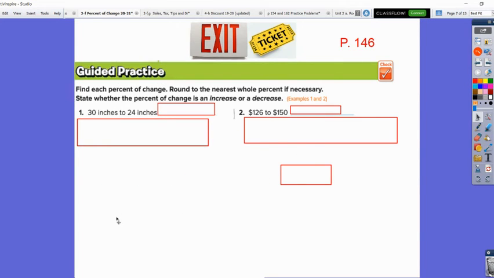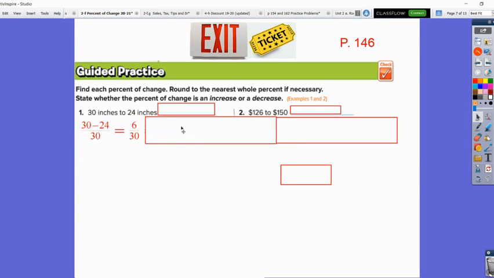All right, let's take a look at two more problems here in the guided practice, page 146, and then we'll do some practice. Find the percent of change. Round to the nearest whole percent. State whether it is an increase or a decrease. From 30 inches to 24 inches. The amount of change is 6 inches, a decrease, divided by the original, which was 30. 6 divided by 30 is 0.2. Change 0.2 to a percent, 20%. It's a 20% decrease.